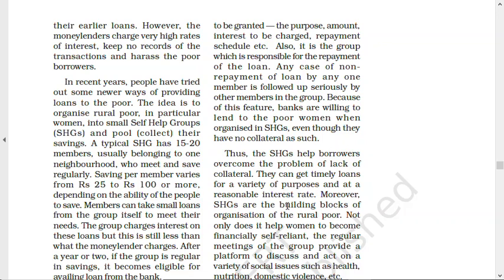Moreover, SHGs are the building blocks of the organization of the rural people. So this is how SHGs help very poor farmers, or small entrepreneurs also, so that they can develop. Suppose some ladies want to make stitched traditional costumes and sell them in the market, right?